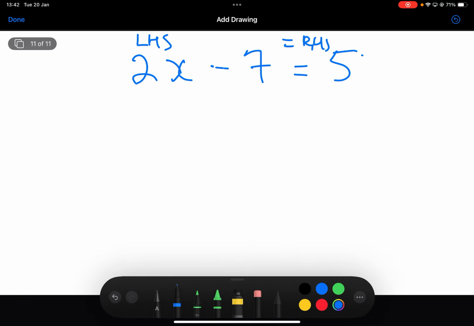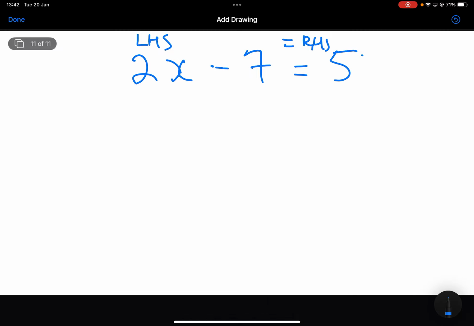So in this case, I want to write the next clue. I will add 7 to both sides. When I add 7 to both sides, what happened? 2x minus 7 plus 7, it will disappear. Minus 7 plus 7 becomes 0. But since I add 7, I must do the same thing to the right hand side, so that they are still equal. So when I manage to write this clue, then I simplify.